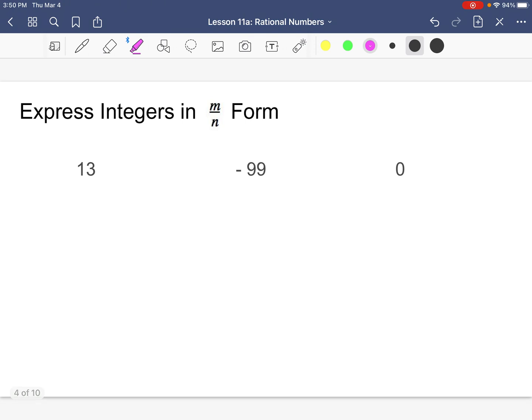So integers can be written in fraction form by just writing them over 1. 13 over 1 is equivalent to 13. Negative 99 over 1 is equivalent to negative 99, and 0 over 1 is equivalent to just 0.